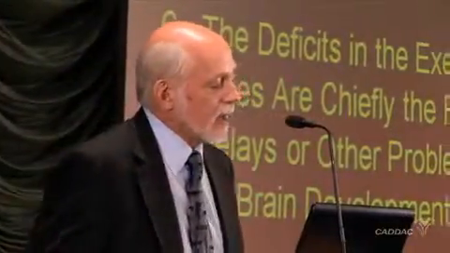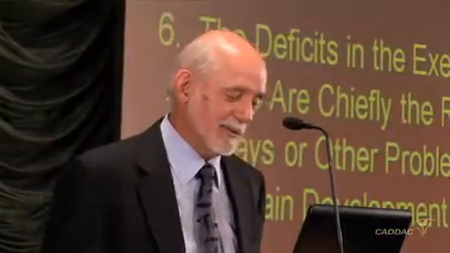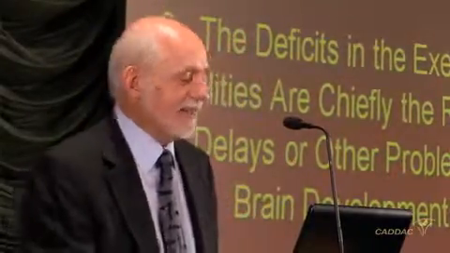Now, the next point I'd like a family to understand, and we are only on number 6. Whoa. 25 to go. That the deficits in these executive abilities chiefly arise from problems with brain development. So we're going to do a very quick 3-minute crash course on causation.